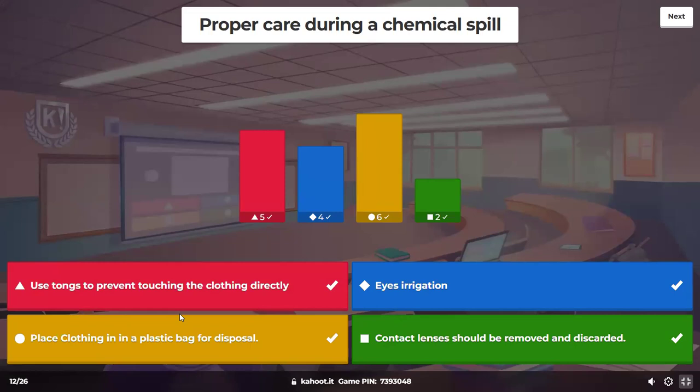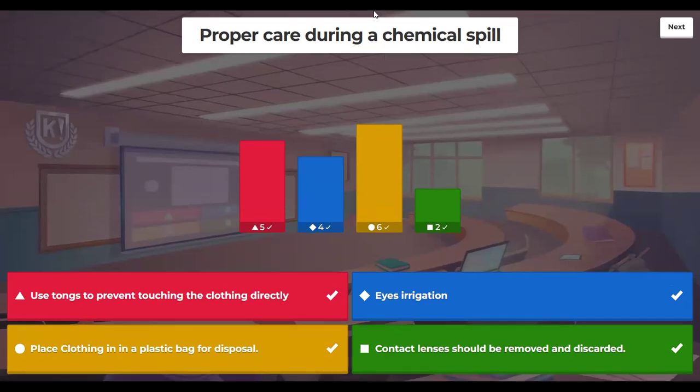So we want to prevent them from coming in contact with whatever that chemical is. So the patient might have to irrigate their eyes. It just depends on what exposure. If they have contact lenses, they should be removed and thrown away as well.